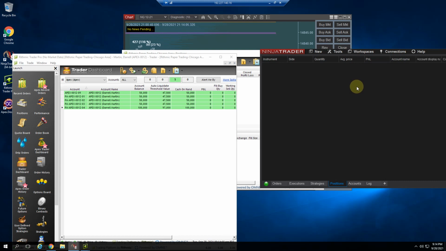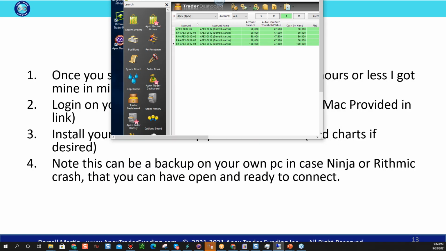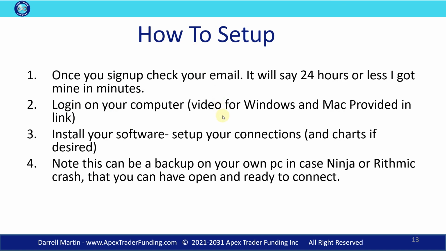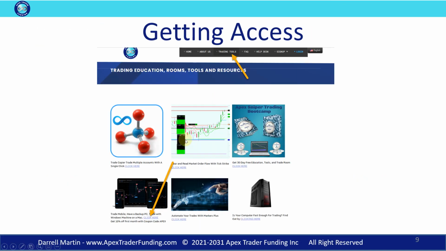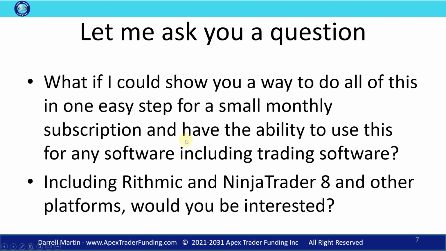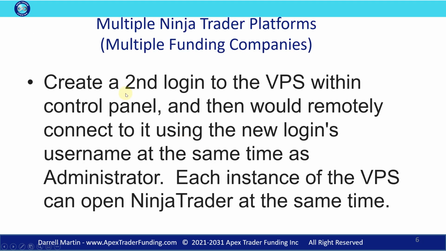The way you'd set up multiple Rhythmic and NinjaTrader connections is what I talked about a little bit earlier. And you may have to email them. They have 24/7 support. But like way back here, basically you create a second login session in the control panel for the VPS. And then you remotely connect to it using the new login's username. So you could log into 2 VPSs. And both could open at the same time.